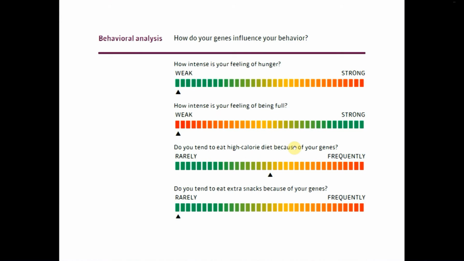Now, what I find very interesting in genetics is what areas of our life our genes can control. It's not just blue eye color and high stature, but they also control our talents, our interests, our character, and also our behavior. And this here is part of how they control our behavior. First, the question is, how intense is your feeling of hunger?